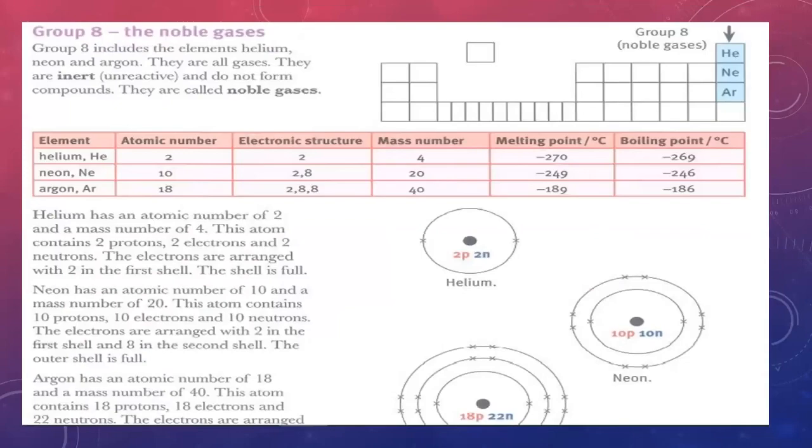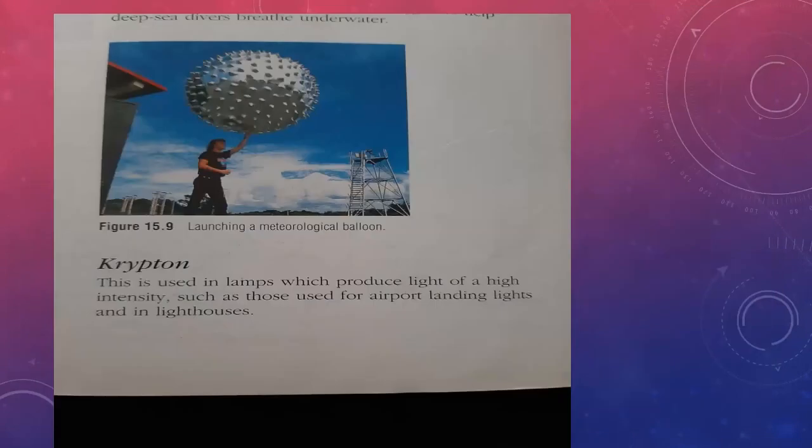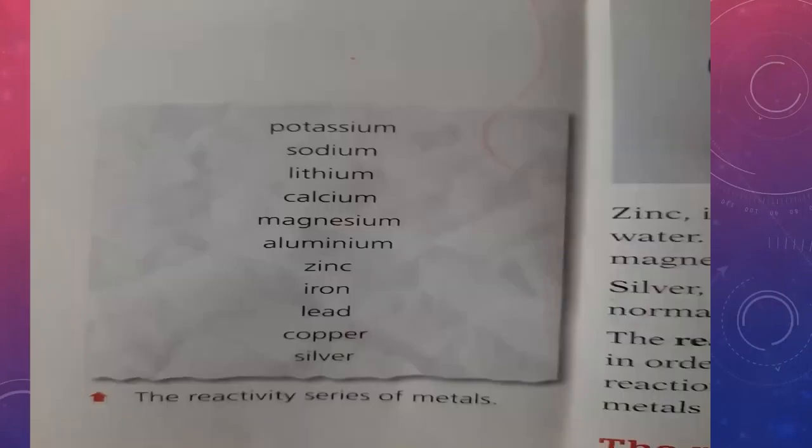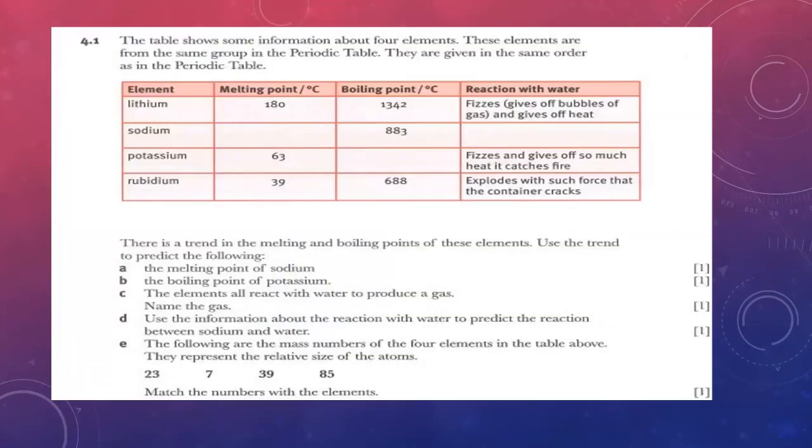What is the symbol of aluminium? Aluminium. I don't remember aluminium. Aluminium, Al. Al. Okay.